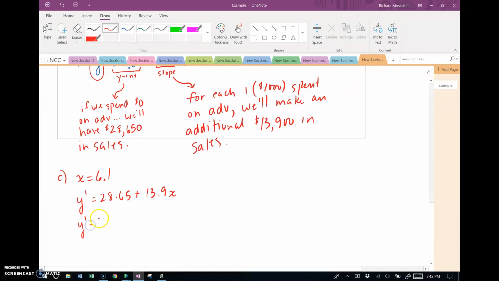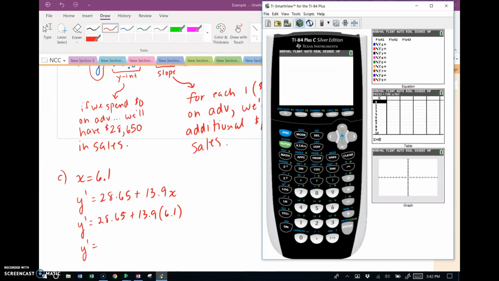So y prime equals 28.65 plus 13.9 times 6.1. Okay, and we could work that out on our calculator. 28.65.